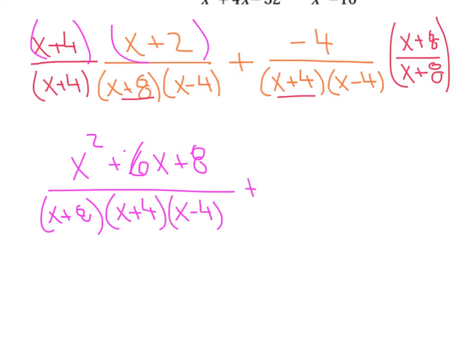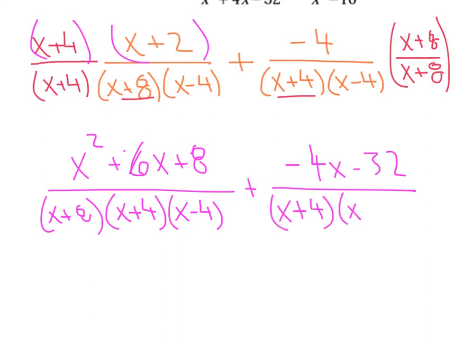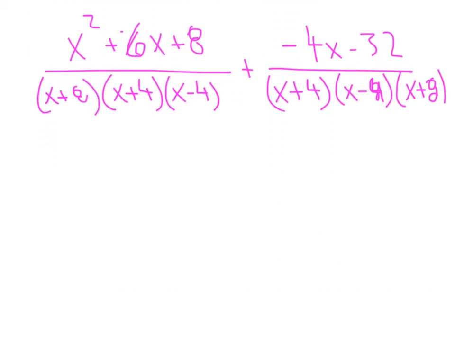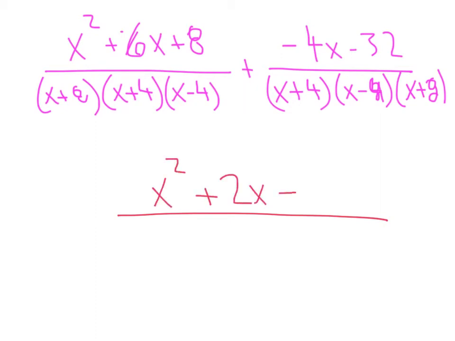All right. Now, up here I'm going to distribute the negative 4. It's going to give me negative 4x minus 32 all over that great common denominator we had. Remember, the order of those three factors is not very important. Whoops, that's a minus 4 there. This is my x plus 8 here. All right, so now we're going to combine these two fractions into one fraction. I'm going to combine all of my like terms, and that's going to give me x squared plus 2x minus, would that be 24?